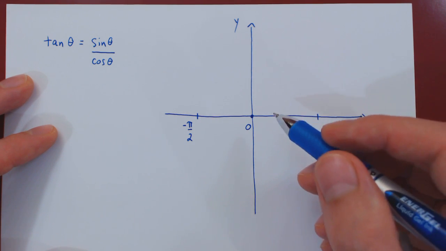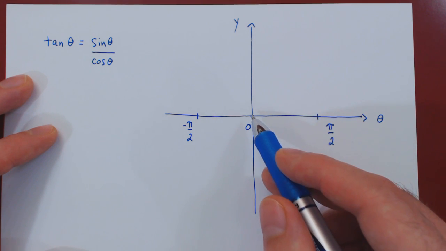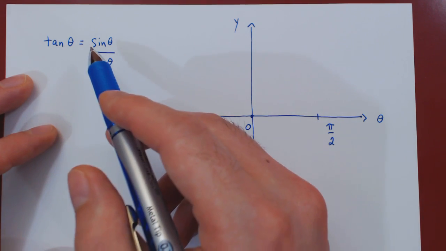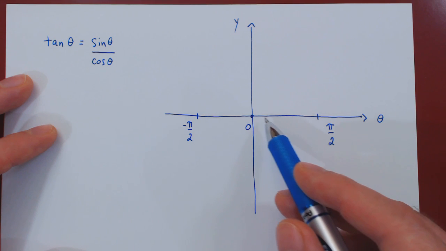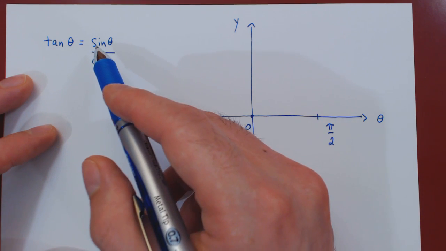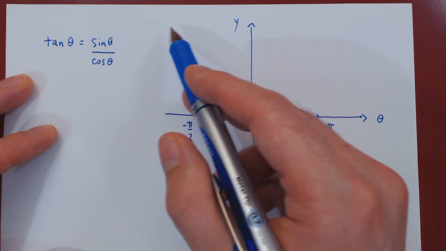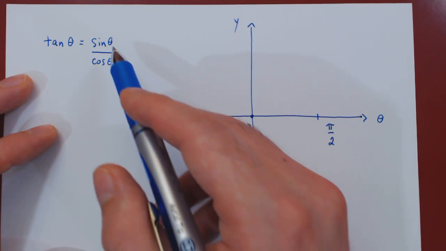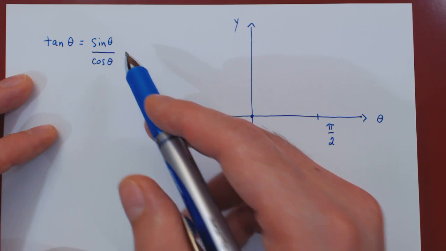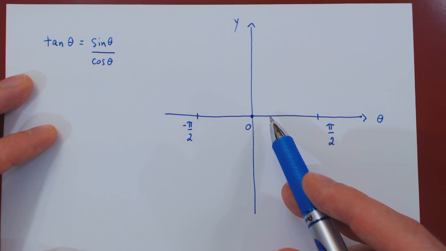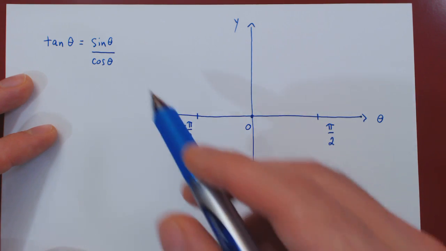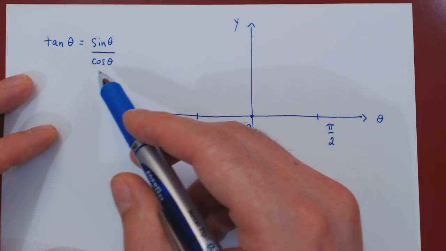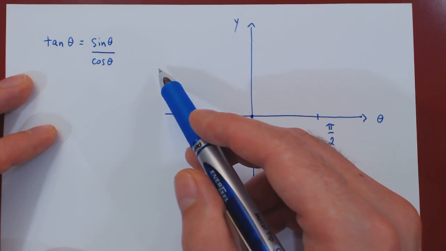Now let's ask ourselves what happens as we let theta increase from 0 to pi over 2. If you recall, as we let theta increase from 0 to pi over 2, sine will increase from 0 to 1, but cos will decrease from 1 to 0. But both are always positive. So as we let theta get closer and closer to pi over 2, sine will get closer and closer to 1, but cos will get closer and closer to 0, but always positive.